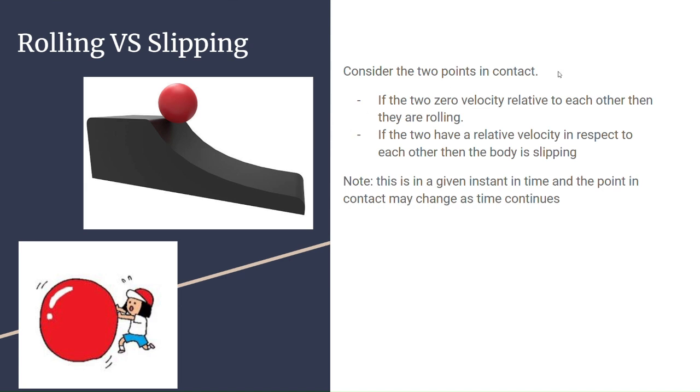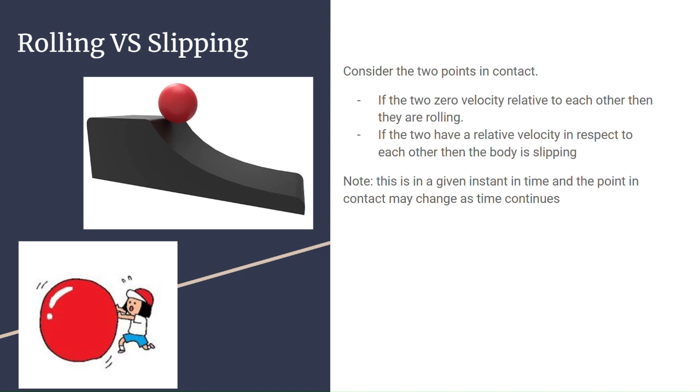So, rolling versus slipping. Of course, the big thing with rolling is that the points in contact need to be at the same velocity. The relative velocity to each other needs to be zero. If I have two points and they're touching in this instant in time, so I pause time and these two points are touching, they can't have a velocity relative to each other. They can have some linear velocity outside of each other, but the two points themselves, meaning they are touching, need to be at the same velocity.